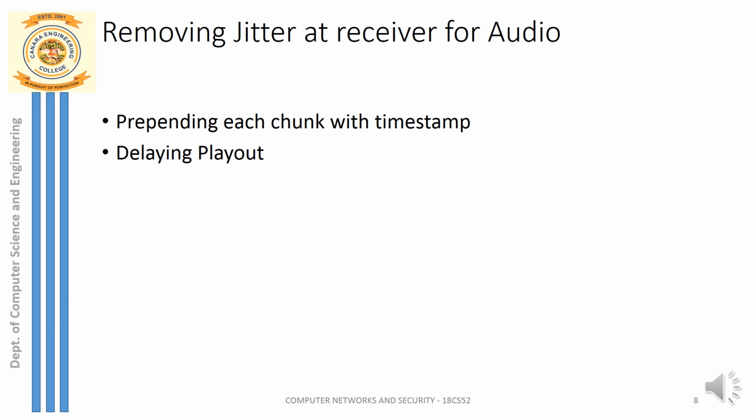So here at the receiver end, what can be done to remove the jitter? Like I already said, once the receiver receives the chunk with the timestamp, the sender would have already added the timestamp and sent. By looking at that timestamp, the receiver will come to know the sender's sending time, and based on that he can order the chunks. So the first chunk, received with the given timestamp, he can identify and start play out, and after that the second chunk also he can identify and play out. So this is what he can do.